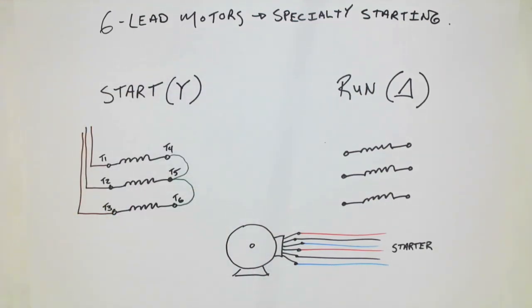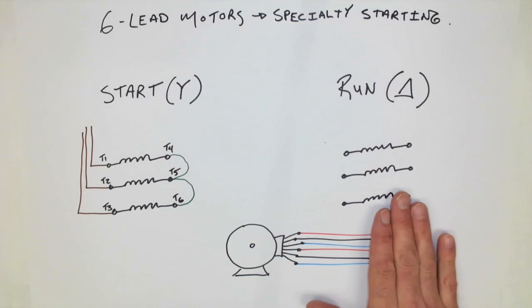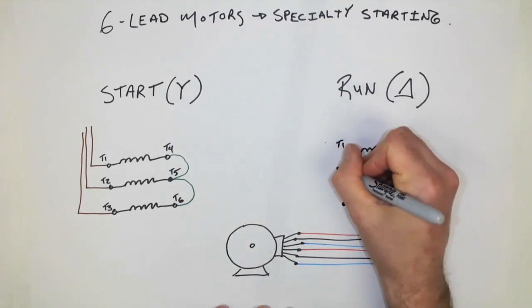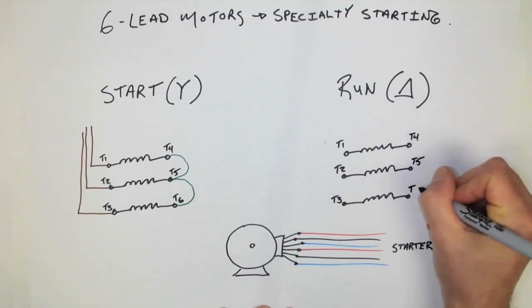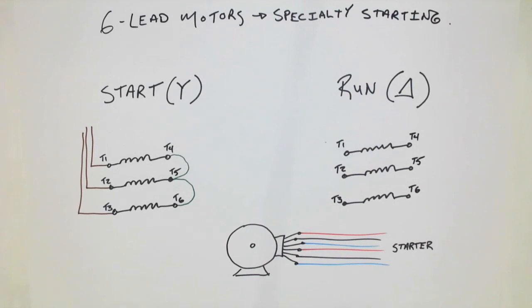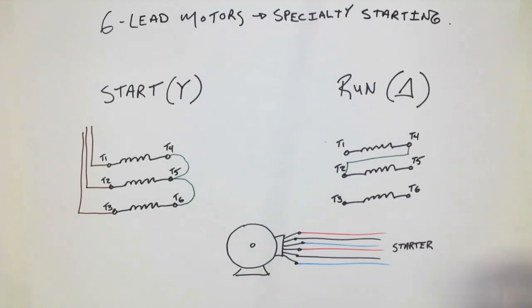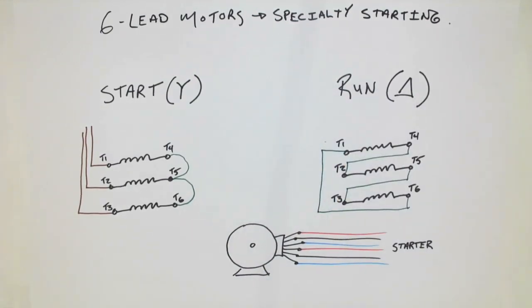Now, this particular motor can also be run in delta. So it's started in Y and then it runs in delta. Well, delta is a little bit different. Now we're going to label each of these windings, T1, T2, T3, T4, T5, and T6. But now I'm going to put them in delta. And in delta, it's a little bit different. We have this. And then this one connects all the way back to the beginning. So bizarre, it's as if they're all in series, which they kind of are.